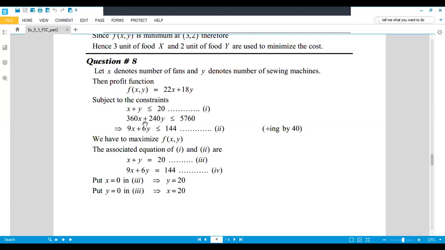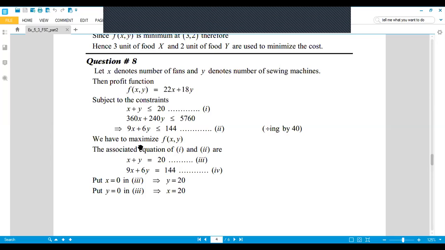Now 360 is the cost of a fan and 240 is the cost of a sewing machine, and the total amount he invests is less than or equal to 5760, that is the maximum value. So that's why it is less than or equal to: up to this or less than this he can spend, because this is the total amount which he has. Now all of this we can easily simplify by dividing by 40. So we get the simplest form of this inequality.